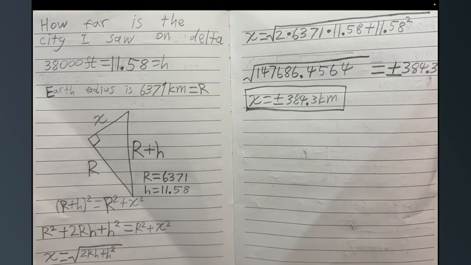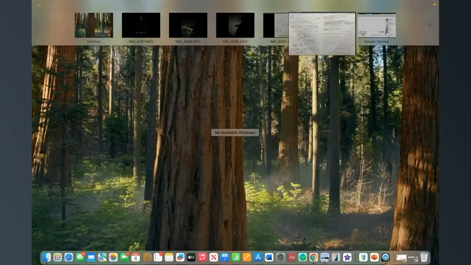So according to the Pythagorean theorem, we simplify it, we plug in our numbers, we get the square root, and we get x equals plus minus 384.3 kilometers. Now take the principal root, x is only equal to positive 384.3 kilometers because there can't be a negative distance. So the city over there is 384.3 kilometers away. And I guess that city is probably San Francisco. That's my good guess.